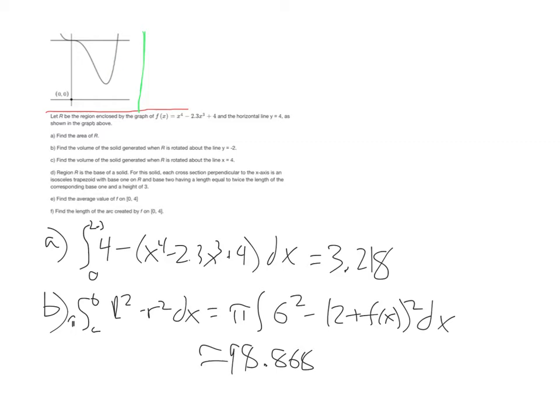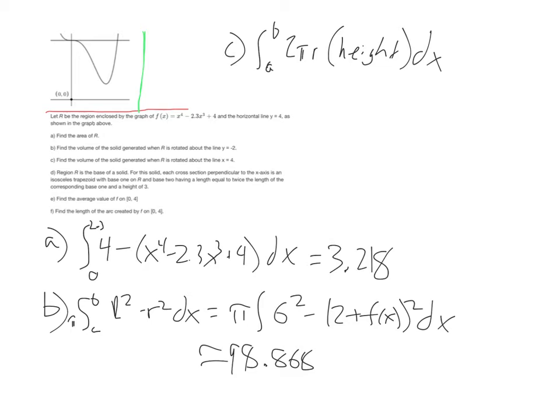So my other option is to do shells and keep my rectangle vertical, which I'll do. So the basic formula for shells is the integral from a to b of 2 pi r times the height times dx.